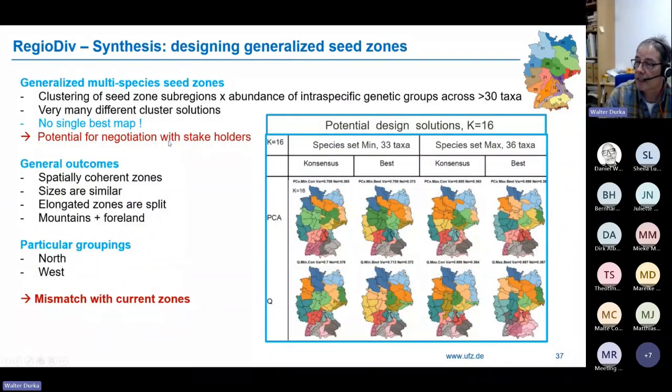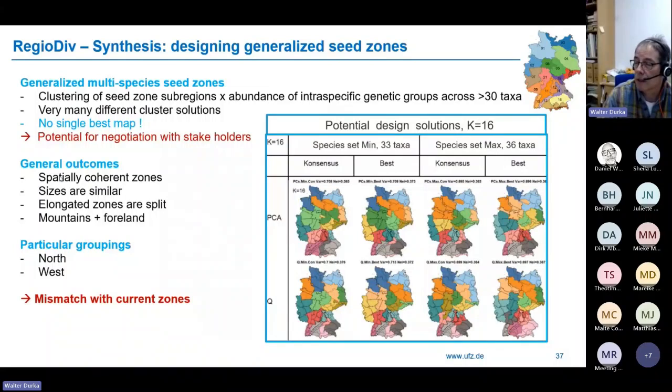So first we have to recognize that there is no single best map. There are thousands of different maps that we could produce. All are a bit different, but the general outcomes of those are that the seed zones that were clustered are spatially coherent without using any geographic information. So only based on the genetic patterns, we get spatially coherent zones. The different zones are more or less similar in size. They are more or less roundish. Previously longish regions are separated into more roundish entities.